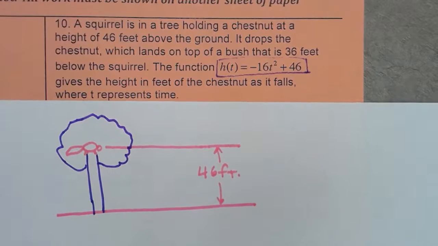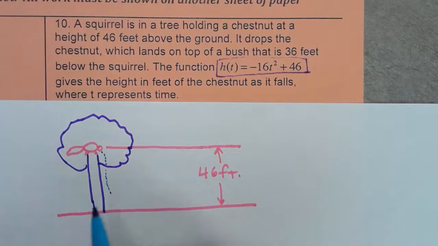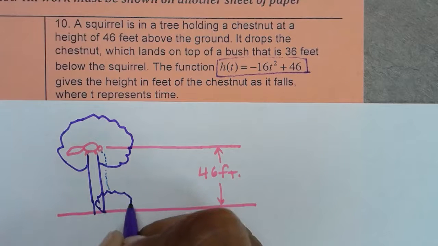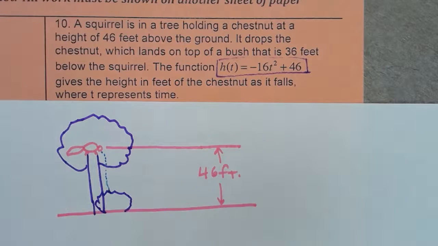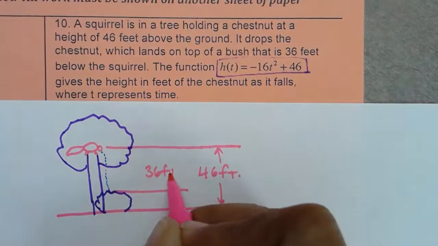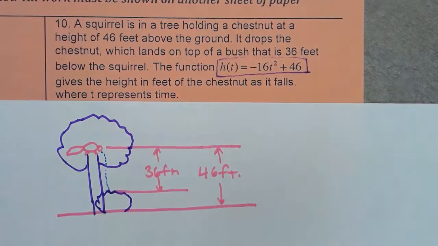Okay. And now it says that it drops this chestnut, and it's going to land on top of a bush. So we have a bush that's down here. And it's going to land right there on top of that bush. And it's going to be 36 feet below the squirrel. So the 36 feet is from the squirrel down below.